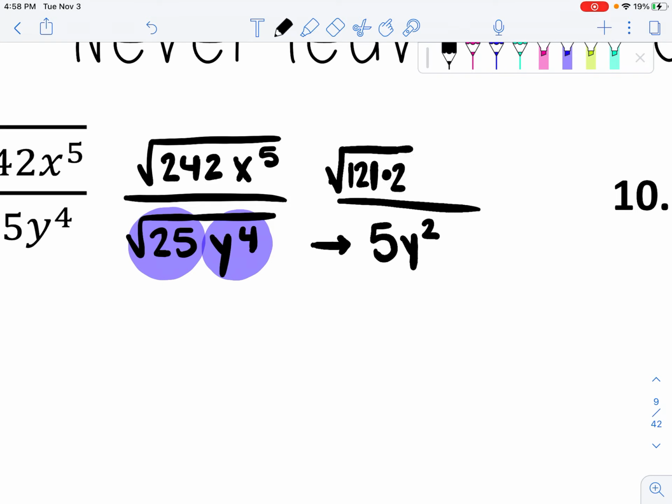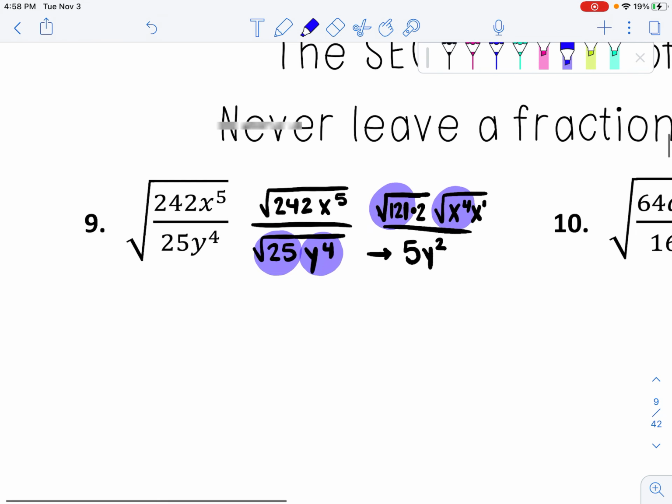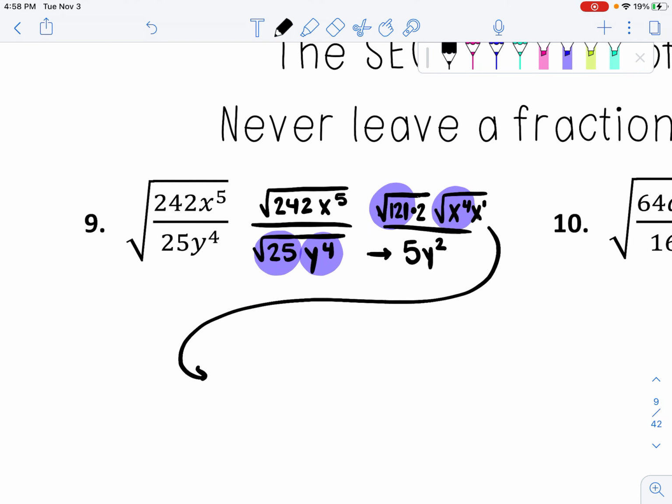It's 121 times 2. And then x to the 5th needs to be broken down because I want even exponents, so it's x to the 4th times x to the 1st. So now the square root of 121 will get released, and the square root of x to the 4th will get released. So this is going to give me 11 on the outside, but the 2 is still trapped. Then I have x squared on the outside, but the x is still trapped.